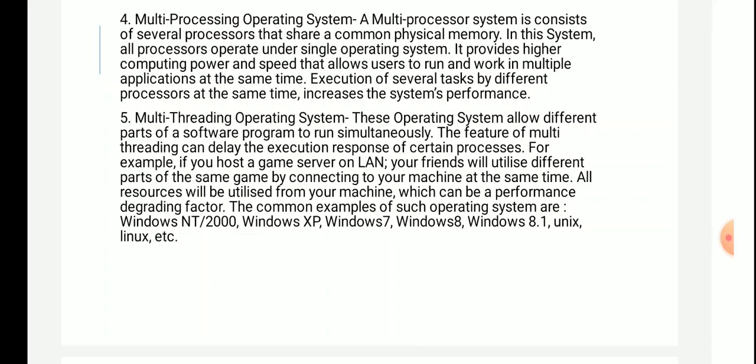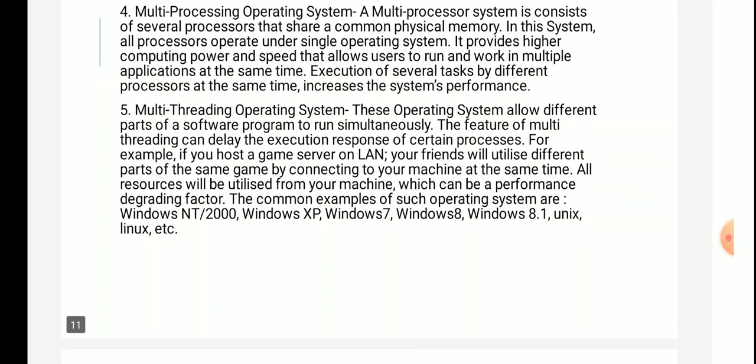So a multi-threading operating system means if the computer operating system does not finish this work first, it cannot pick another task. That is why it is written that the feature of multi-threading can delay the execution response of certain processes. So the other processes which are in the queue have to wait for the first process to finish the work.